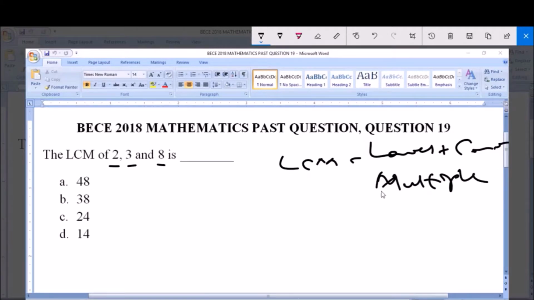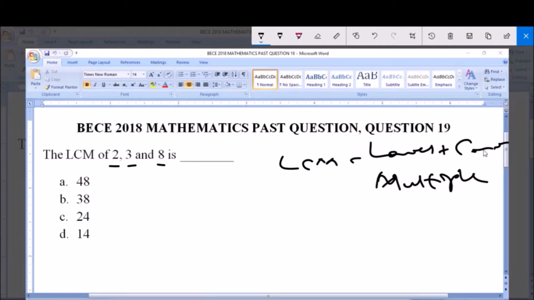Now, like you know, a multiple of a number simply means what? That is like the product of that number. Let's say for instance you have the number 2. Multiples of 2 simply means the result of the product of 2. Like when you have 2 times 1, 2, 2 times 2, 4, you say 4 is the product of 2. That is a multiple of 2.